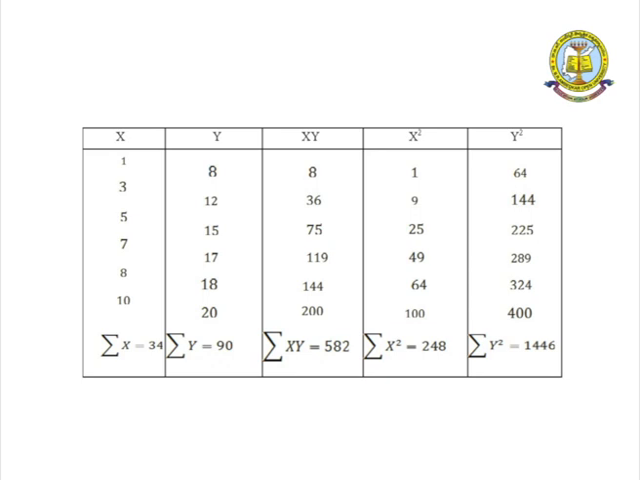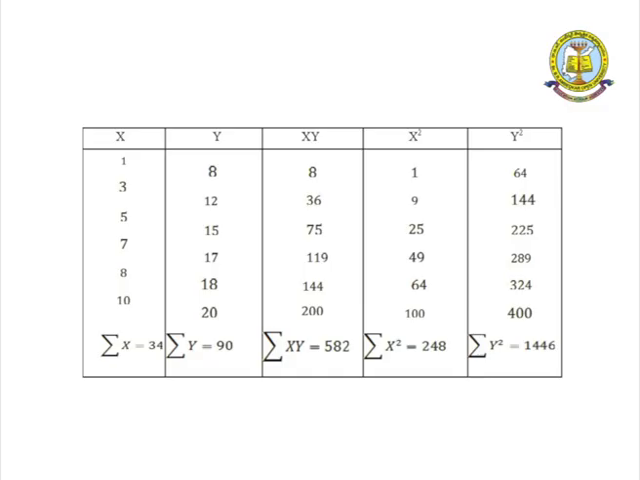Similarly, I can square, because I would like to find the summation x square value, and according to our formula summation y square is also required for us. For that, I take the squaring of all the individual values of the x series. 1 square is 1, 3 square is 9, 5 square is 25 and so on, 10 square is 100. Therefore, summation x square is equal to 248.